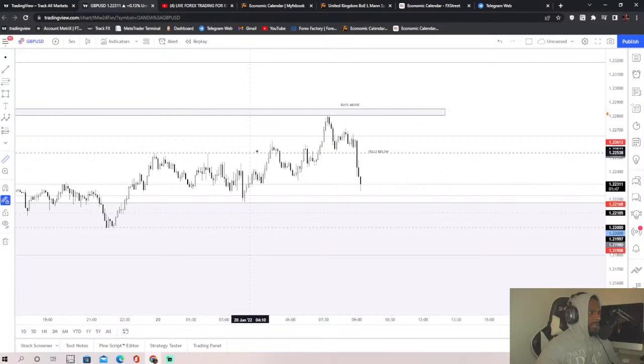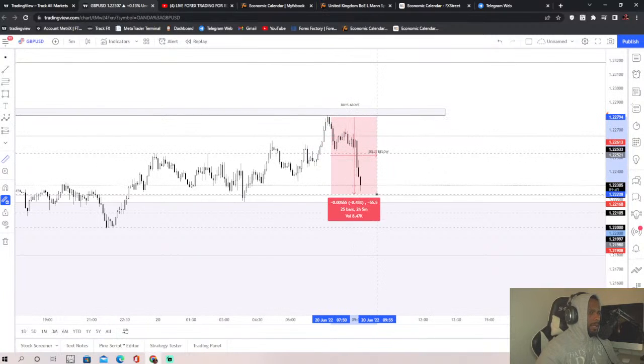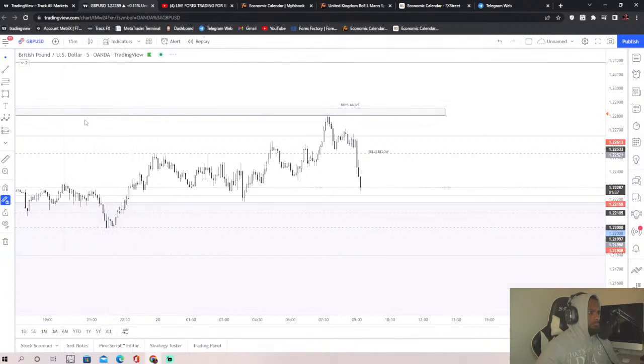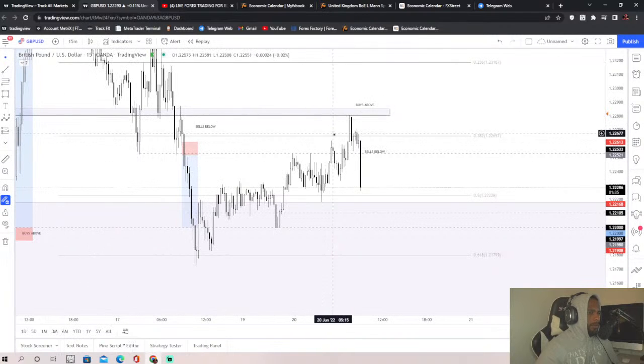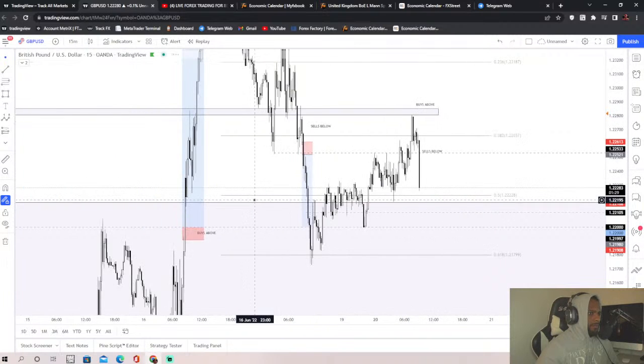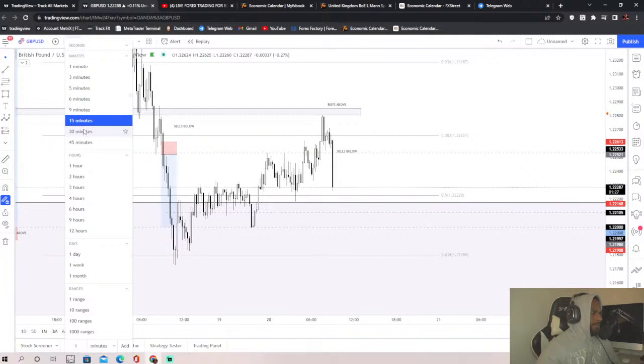Yeah, this would have been a nice 50 pip impulse from 8 a.m. Hour, 2 hours, 50 pips, hour and a half. This would have been the best trade here. It's okay.